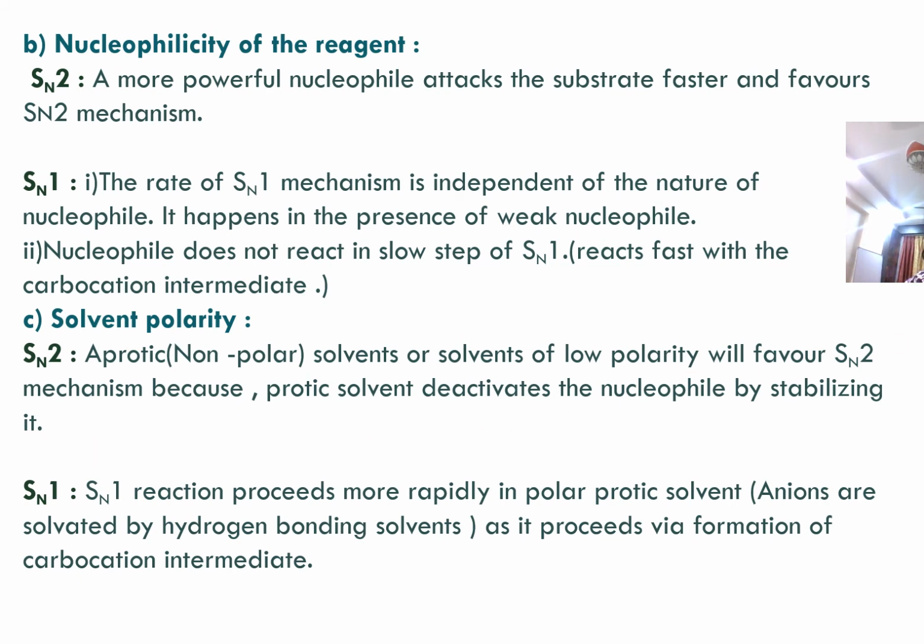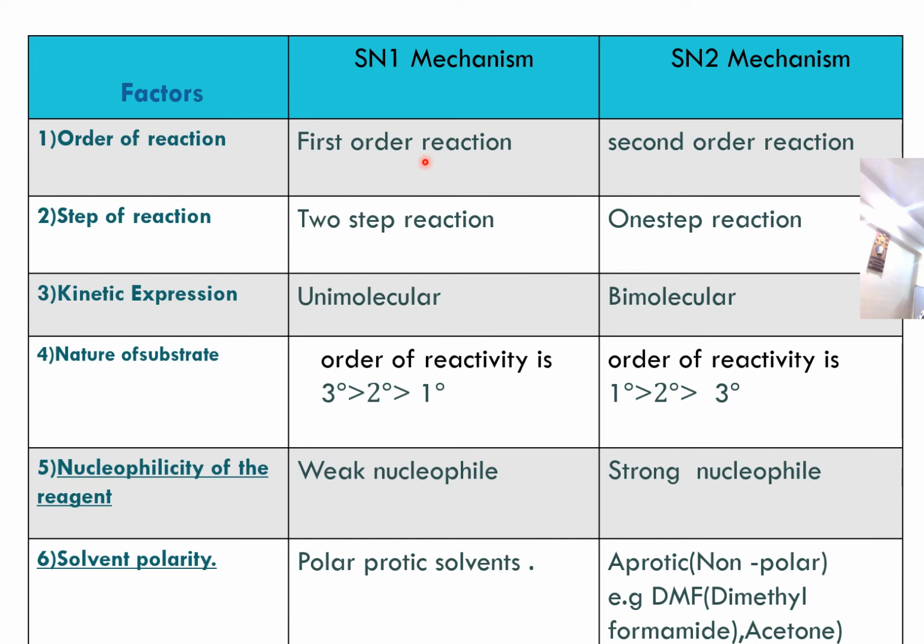Now let's see the difference between the SN1 mechanism and the SN2 mechanism. Order of reaction: SN1 mechanism, first order. SN2 mechanism, second order. Then steps of the reaction. SN1 mechanism was having how many steps? 2 steps. While SN2 was having 1 step. Then kinetic expression. SN1 mechanism is unimolecular. SN2 mechanism is bimolecular. We understood this, I have already explained.